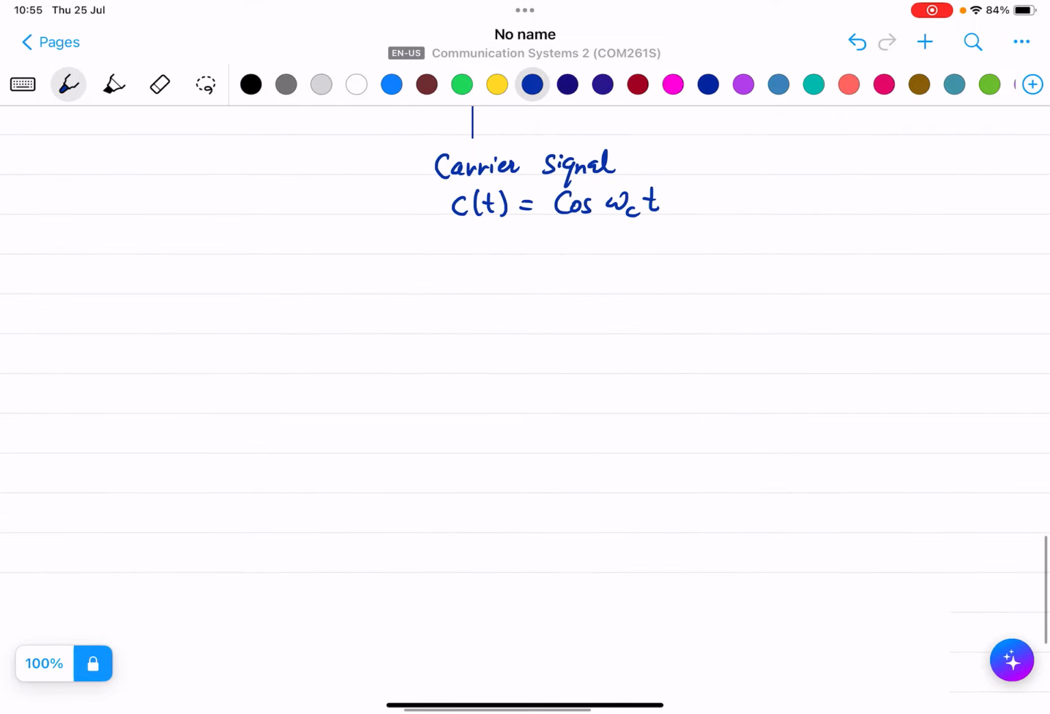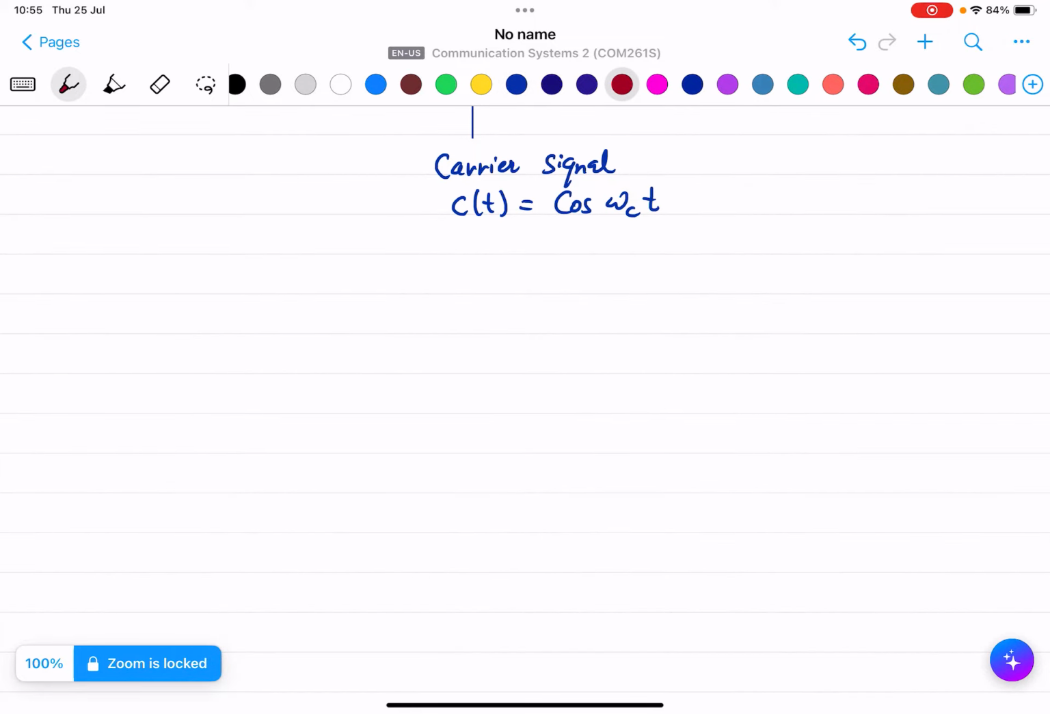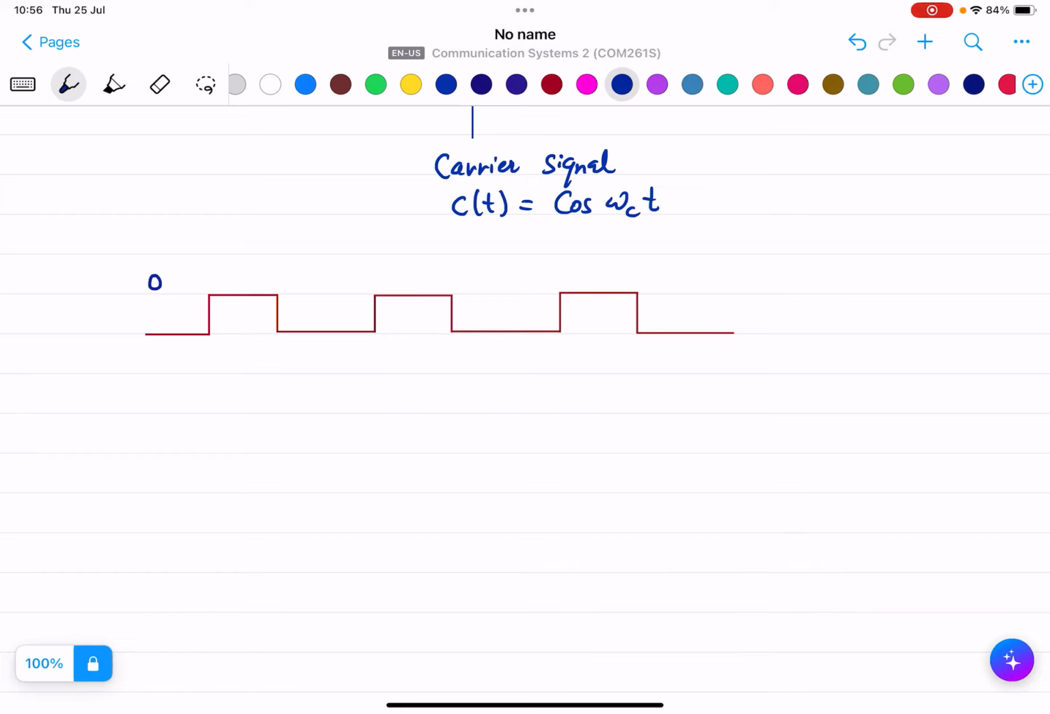Now let us take an example of a waveform, because the message signal is a digital waveform. So I am just making a simple digital waveform in 0101 form. Can I write the numbers here? This is 0, this is 1, this is 0, this is 1, this is 0, this is 1, and this is 0.